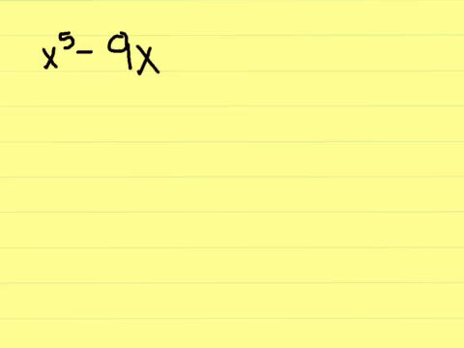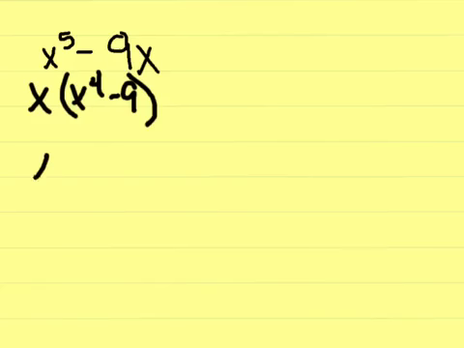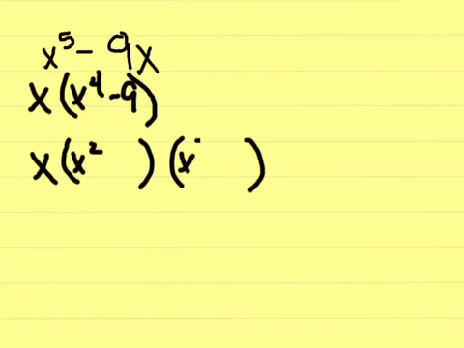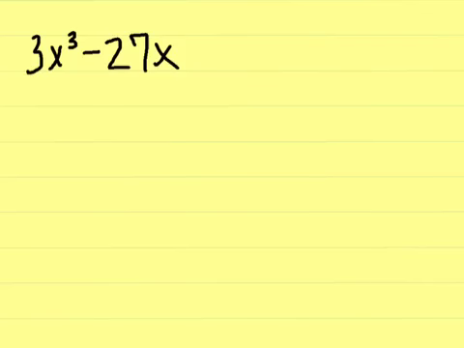Again, a common factor is x. We're left with x to the fourth minus 9. We keep the x, and again we have a difference of two squares. The square root of x to the fourth is x squared. The square root of 9 is 3. One's plus and one's minus. So we have 3x cubed minus 27x.